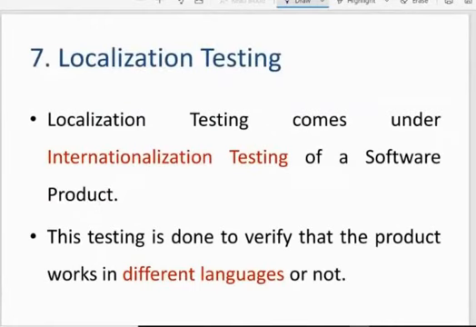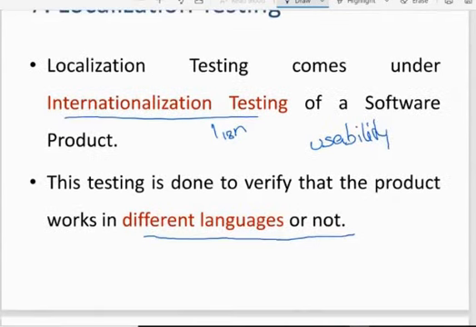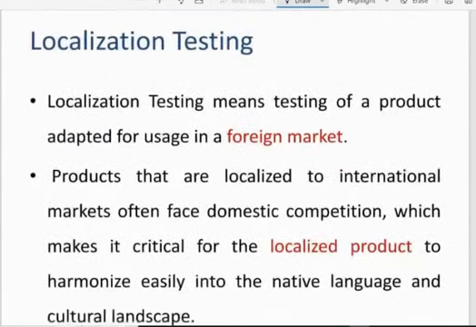Next is your localization testing. So localization testing comes under your internationalization testing. We'll separately talk about this, the I18N, of a software product. This testing is done to verify that the product works in different languages or not. So usability, once again, I'm looking for usability in terms of whether my application is available in various languages or not.